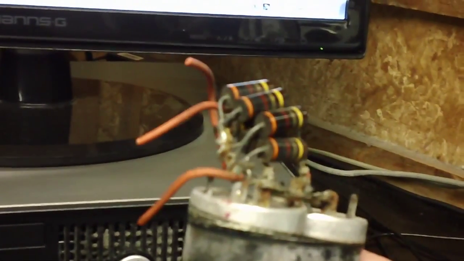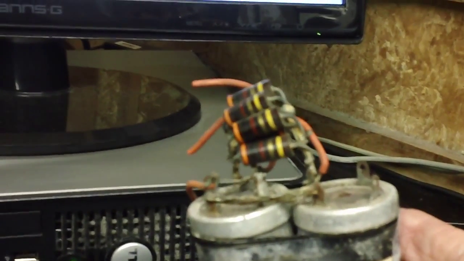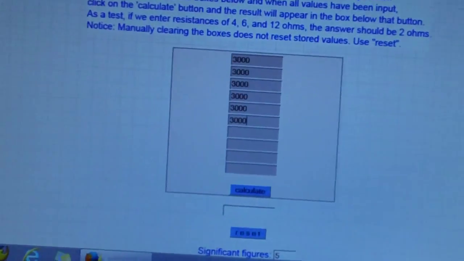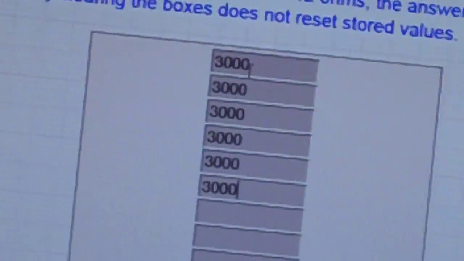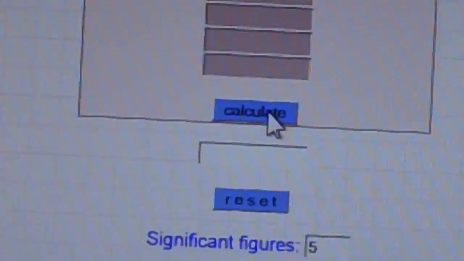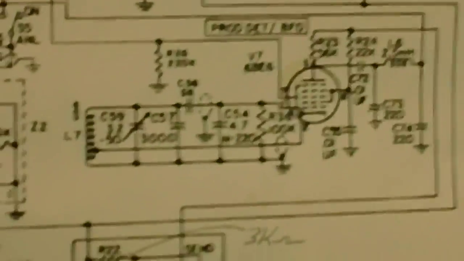Well, let's find out what six 3,000 ohm resistors wired in parallel come to. Remember, we need 500 ohms. Let me zero in so we can get a good reading here. Are you ready? Now I'm going to hit this calculate button, and you're going to see what pops up in this window. We've got 3,000 ohm resistors: 1, 2, 3, 4, 5, 6. Here we go. Calculate. 500 ohms. Bingo! That's exactly what the resistor is supposed to be.